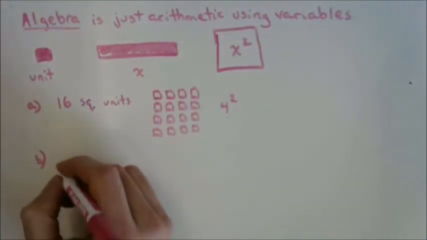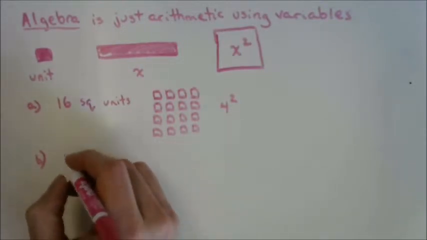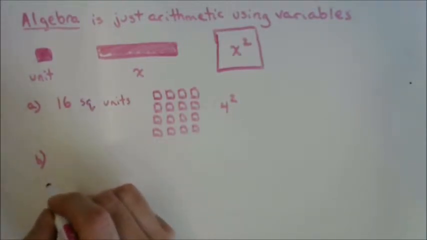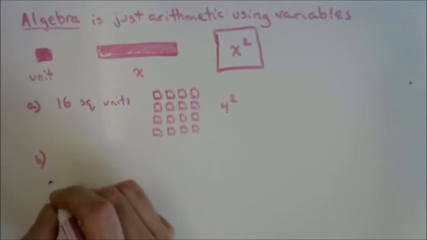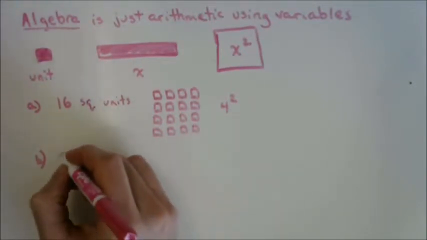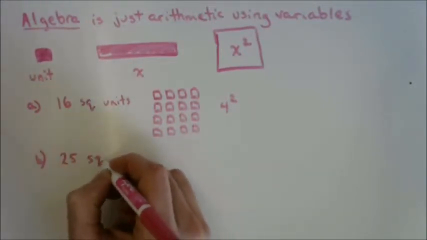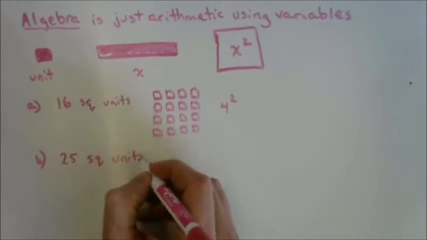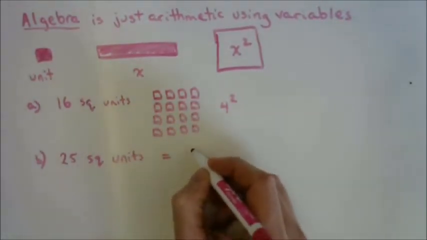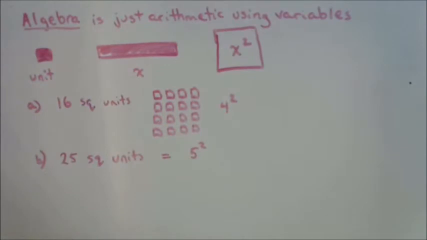I'm going to skip B. Well, we'll do it. It's 25 square units. We'll do it orally. What would it be? 5 by 5, which is 5 squared. So if we write the example down, 25 square units equals 5 squared. You don't need to draw that one.